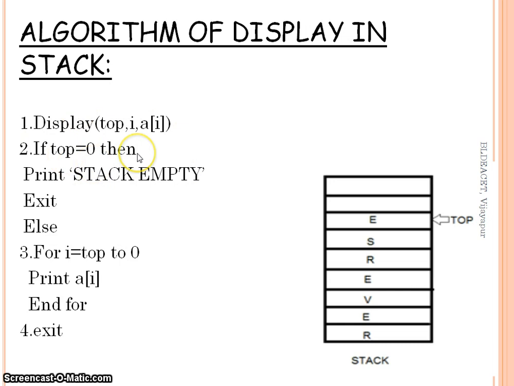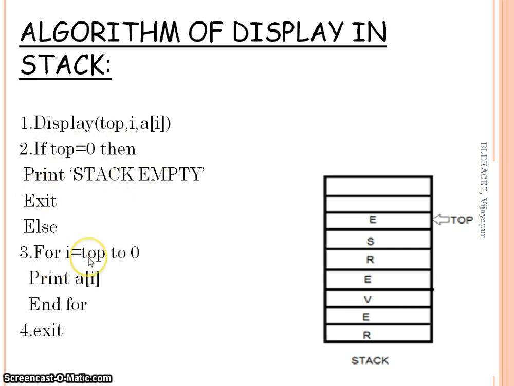So you can display the content of the stack also. Before displaying the content of the stack, you have to check for stack empty. If the stack is empty, we cannot display the content of the stack. So if top equals 0, then print stack empty.